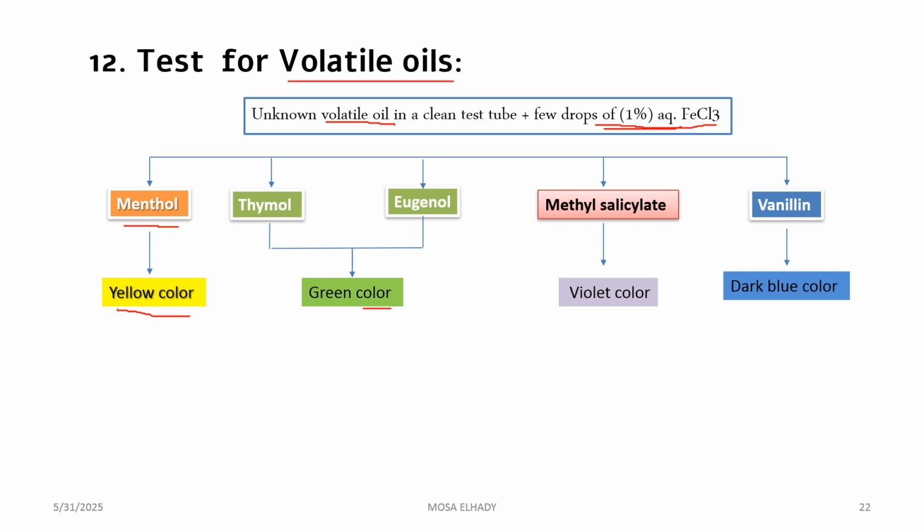And if the color changes to green, there may be two choices. That means the oil may contain thymol or eugenol. All these terpenoid compounds give green color with ferric chloride. When the color changes to violet, that means the oil contains methyl salicylate. And if the color changes to dark blue, that means the oil contains vanillin as monoterpenoidal aldehyde.